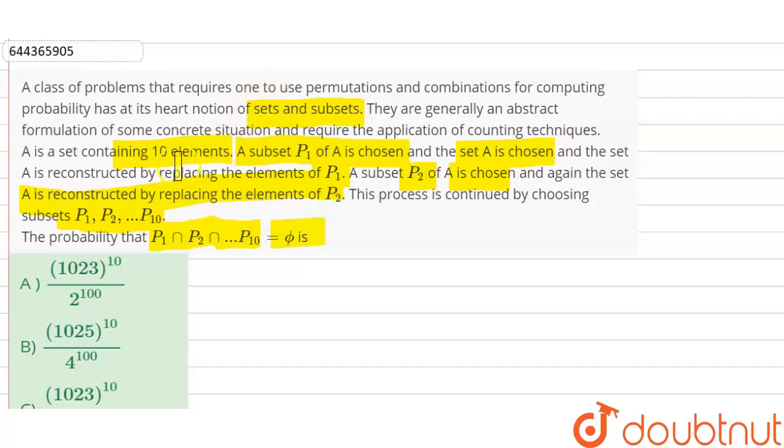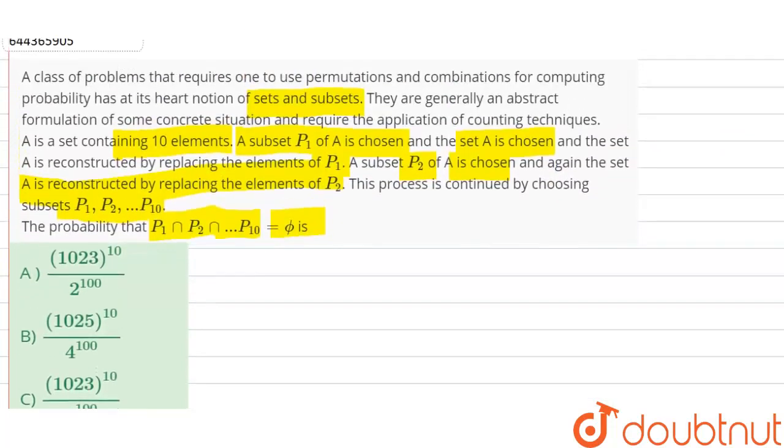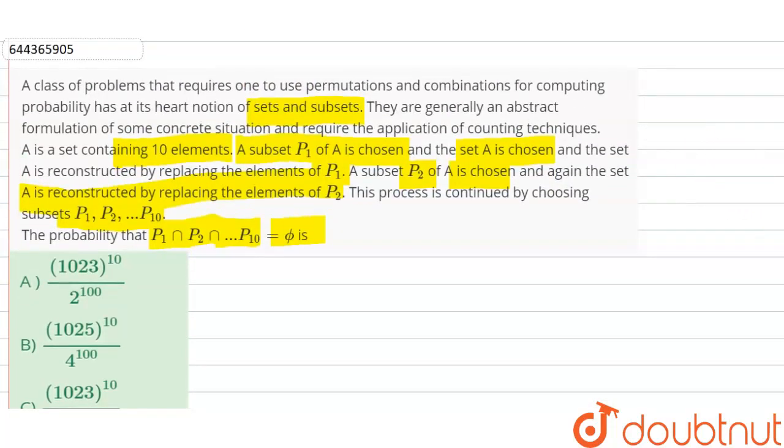So in the question they have given us that A is a set that contains 10 elements. Now the subset of A, that is P1, if that is chosen, then the elements of P1 replace A, and similarly in this way it goes on. This process goes on till the subset P10. We have to find the probability that P1 is a subset of P2 and P2 is a subset of P3 and up to P10, which will be equal to 5. And 4 options are given to us. So let us look at the solution for this question.